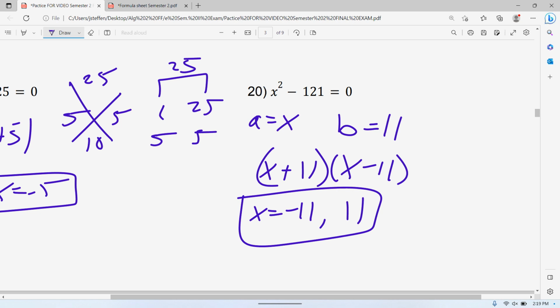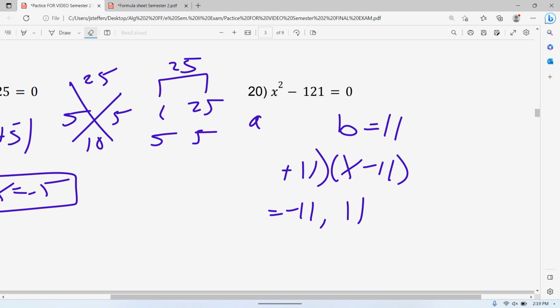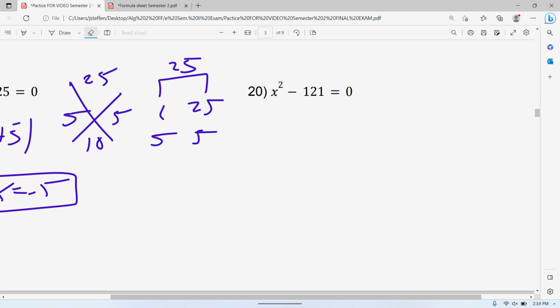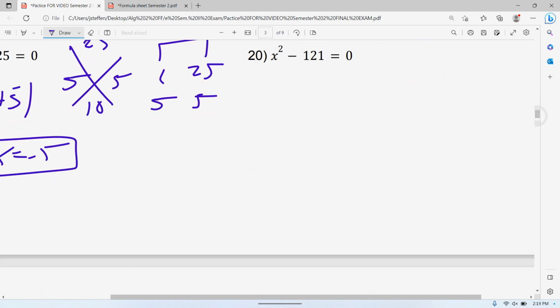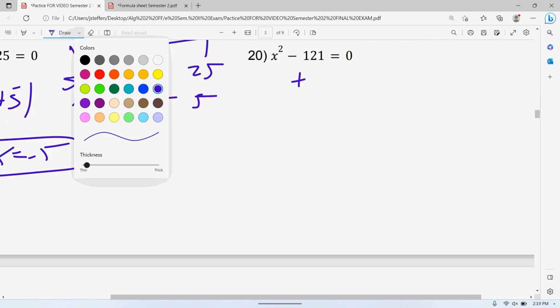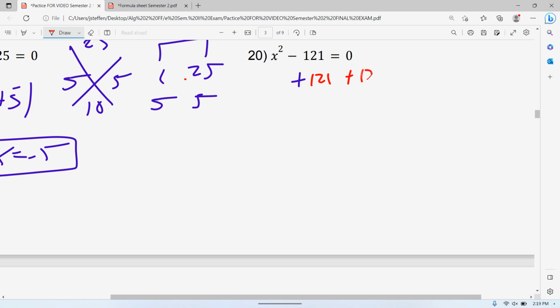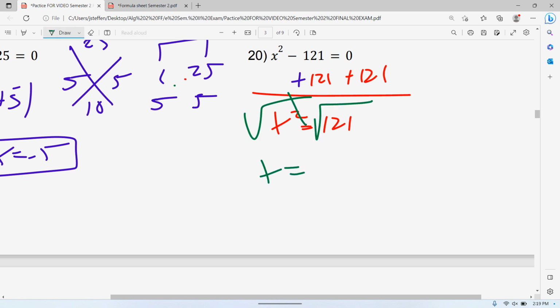Now, let me show you a couple of things you can do for some of these. So for instance, number 20, I guess maybe I could do all of them because there's not a ton. Number 20, the other way you could have done this one, and this is what I talked about at the beginning, is using square roots. So you could have added 121 to both sides. So x squared is equal to 121. Then you take the square root of both sides to cancel out the squared. So we have x is equal to, the square root of 121 is 11. But remember, it's plus or minus. You need the plus or minus when you cancel out a squared. But that's the same answer we had before.